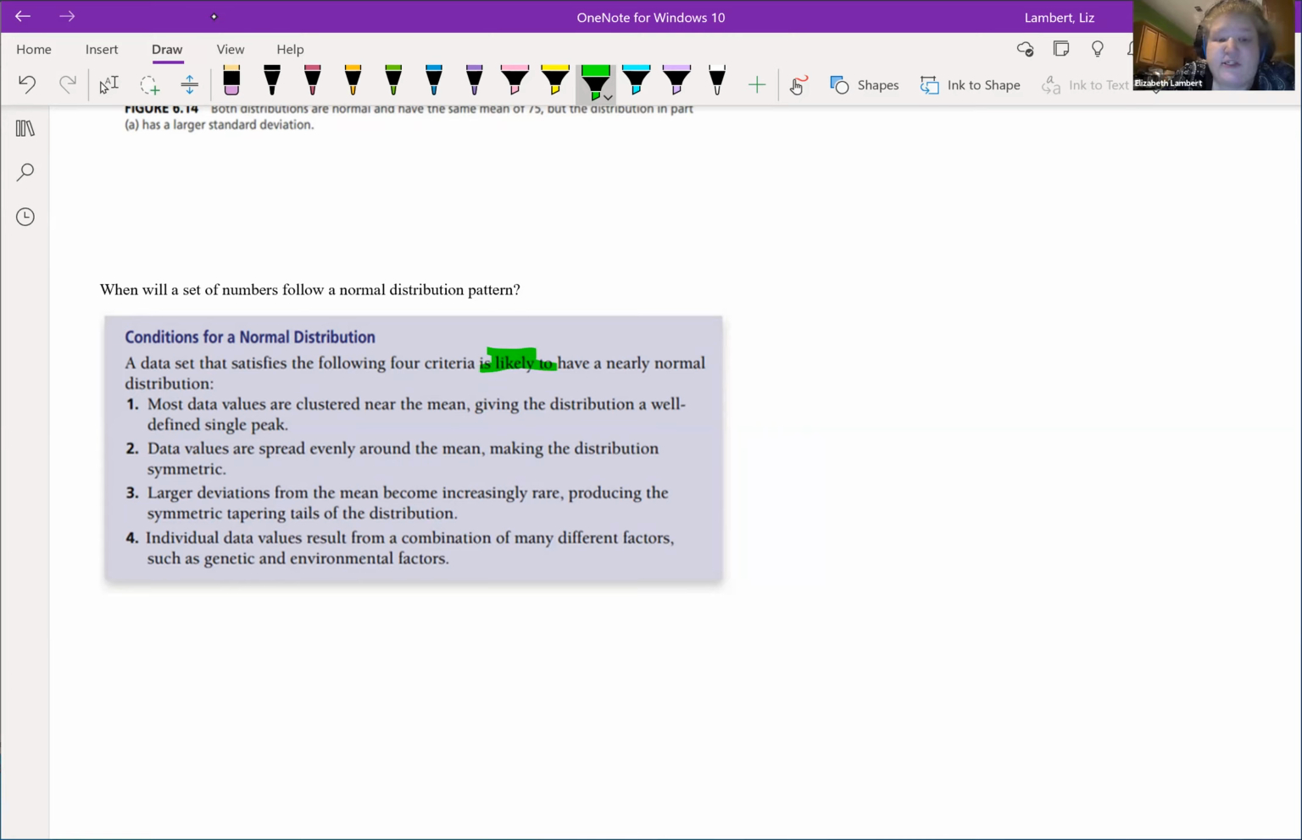Most data values are clustered near the mean, giving the distribution a well-defined single peak. So the bulk of them are right in the middle. They're spread evenly around the mean. So the mean is not one-sided or the other, it's in the middle, and the tails taper off on both sides. Larger deviations from the mean become increasingly rare, so it tapers down. And individual data values result from a combination of many different factors, such as genetic and environmental factors.